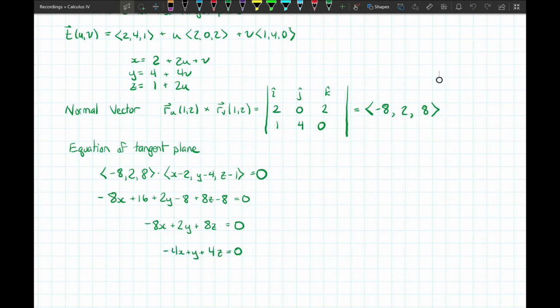Now, I've also plotted that in Maple just to double check that that does get us, in fact, the same tangent plane. So let's just take another look.